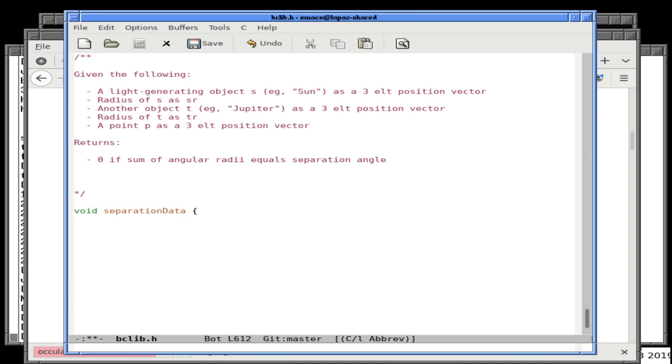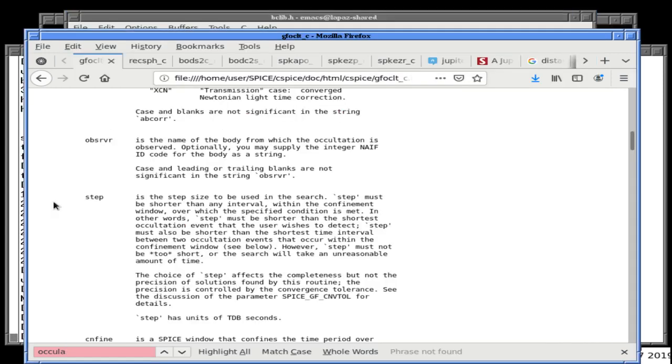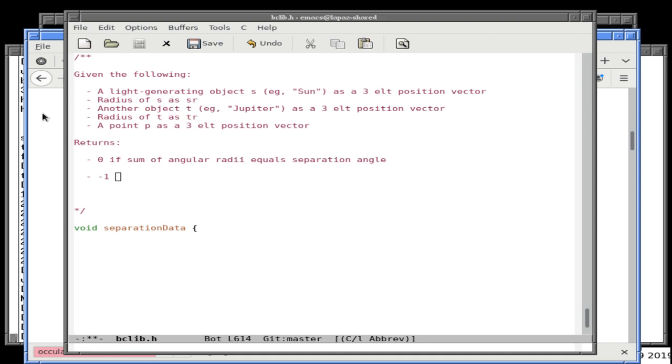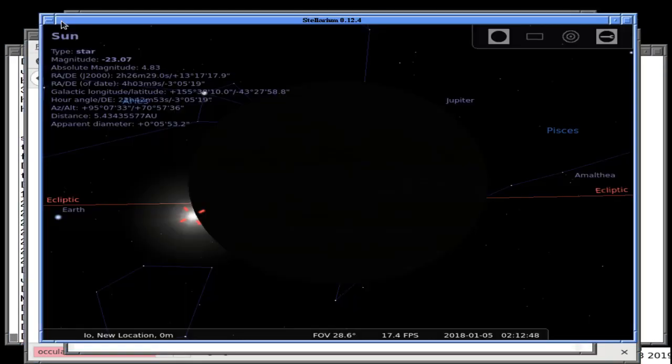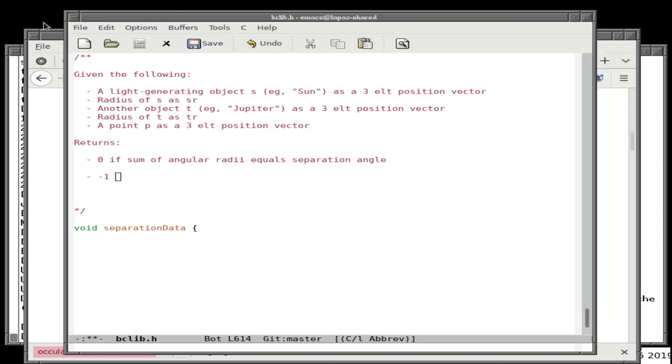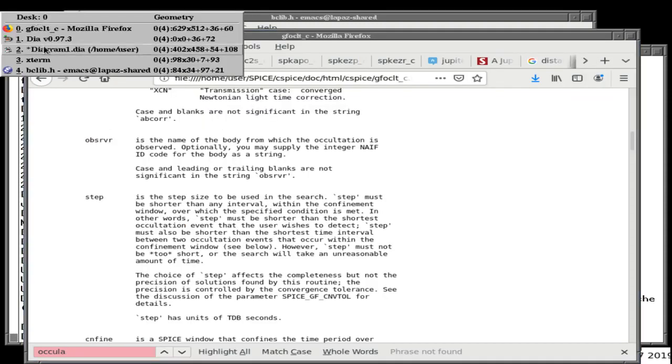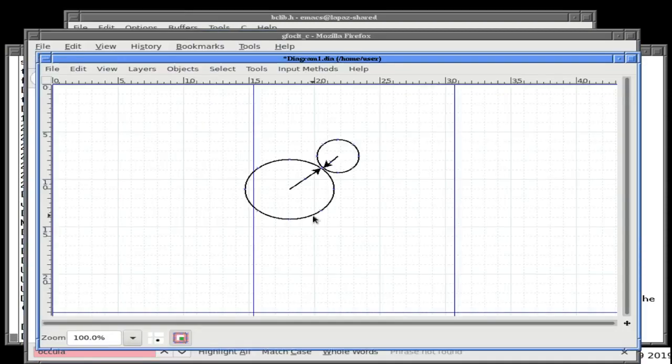Of course we're assuming they're spheres, so we're assuming they form circles in the sky, spherical circles in the sky, not spherical ellipses. And we want it to be -1, and we will figure out what the formula is for this, if one is overlapping the other. Let's see if I can get back to Dia. Yeah.